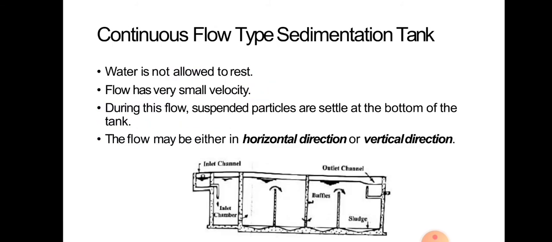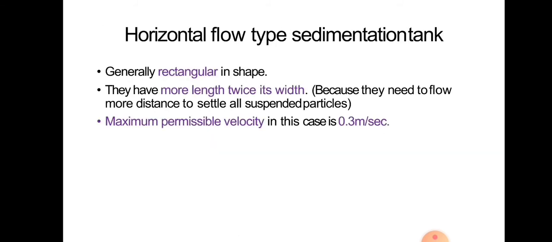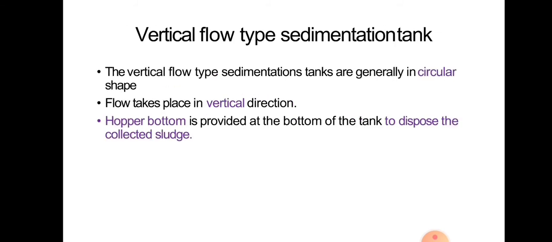Now like I told you, it may be either horizontal or vertical. So we'll see what is a horizontal flow type sedimentation tank. Normally it will be rectangular in shape, and the length will usually be twice the width, because only if water flows through a longer distance at slow velocity can the particles completely settle. So the length will be larger than the width, and in this case the maximum permissible velocity is 0.3 meters per second. So this is a horizontal flow type sedimentation tank.